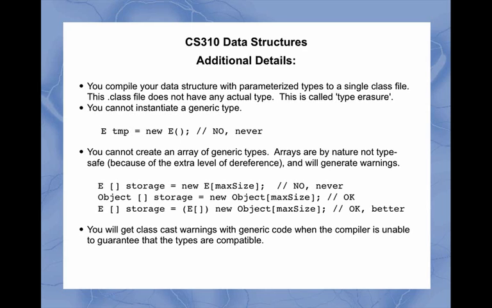So in the example here, the next 2 lines we have Object[] storage = new Object[maxSize]. This is okay. And then we have E[] storage = (E[]) new Object[maxSize]. The second form is better because it avoids excessive casting. Also, you need to be aware that you're going to get class cast warnings with generic code because the compiler is unable to guarantee that the types are compatible.